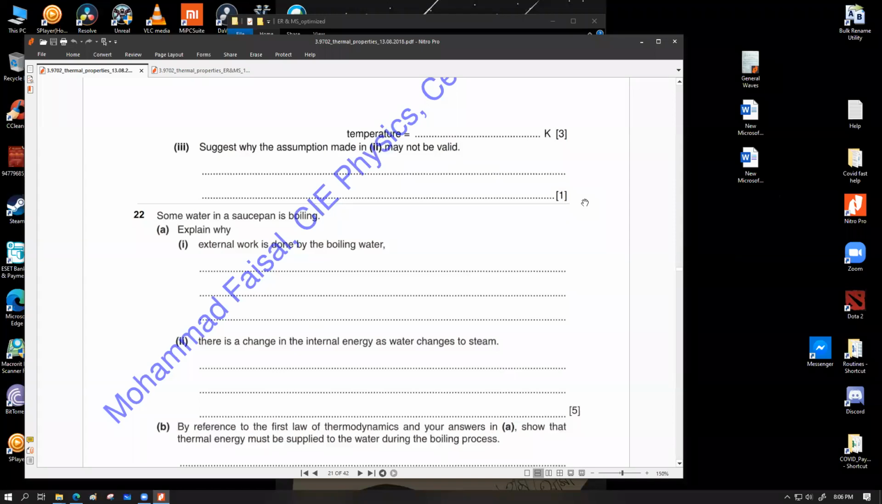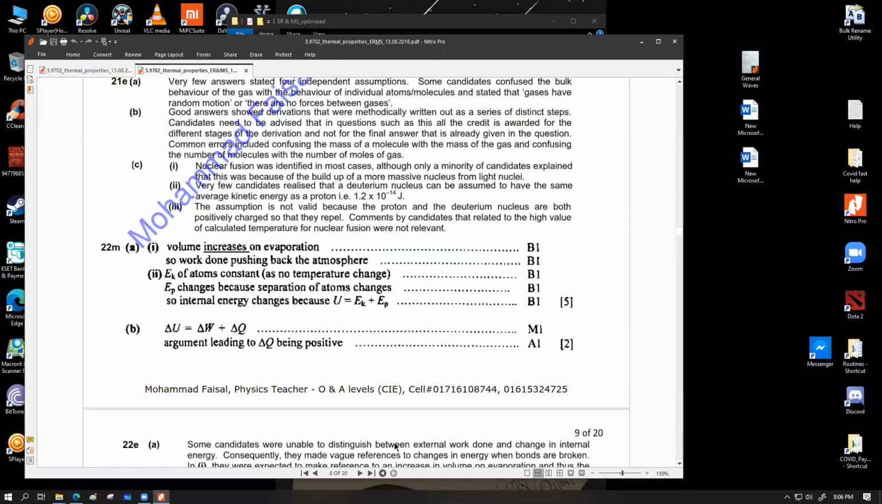Rafid, did you get the answer to your question? Yes, sir. Sir, Ashfia, go ahead. Yes sir, in 22A2, in the mark scheme it says that EP, I mean potential energy changes because separation of atoms changes. What does it mean? Can you explain?